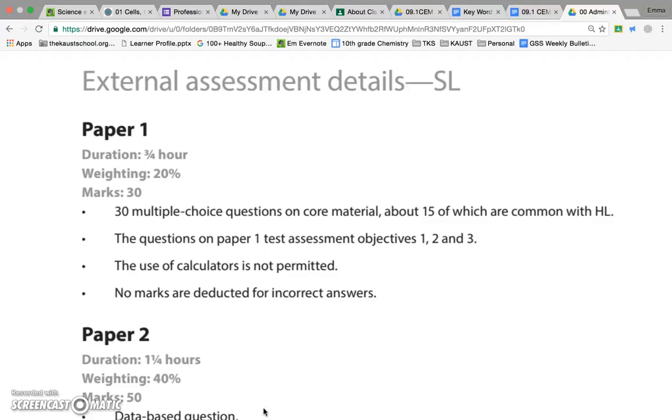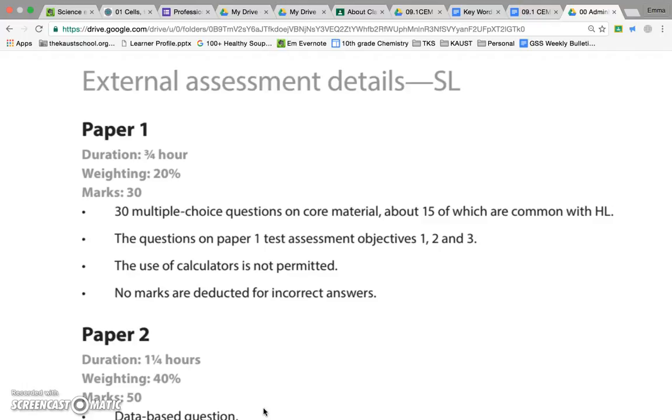So I'm going to go through paper by paper for standard level and higher level. I'm going to give you a little quiz to see how much you've taken in of this, but you can watch this video as many times as you like. So you're going to have 3 papers. The first paper is going to be a multiple choice paper.